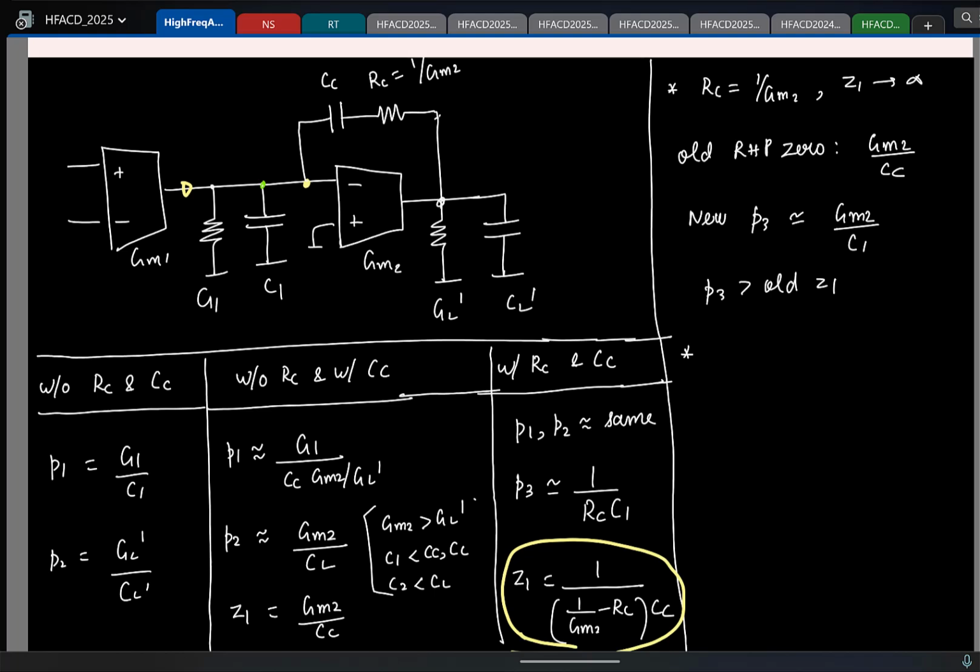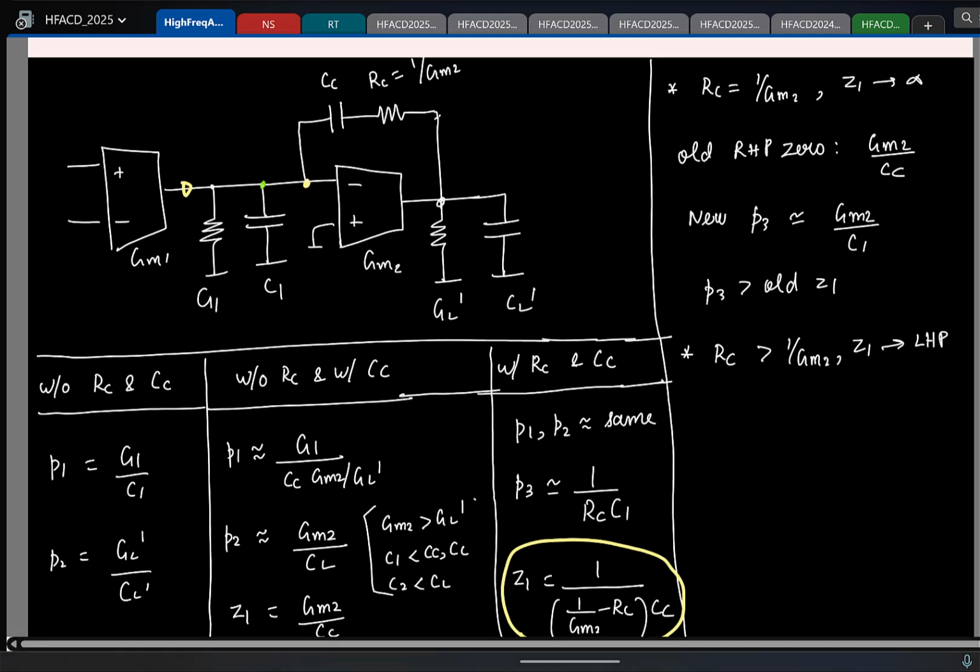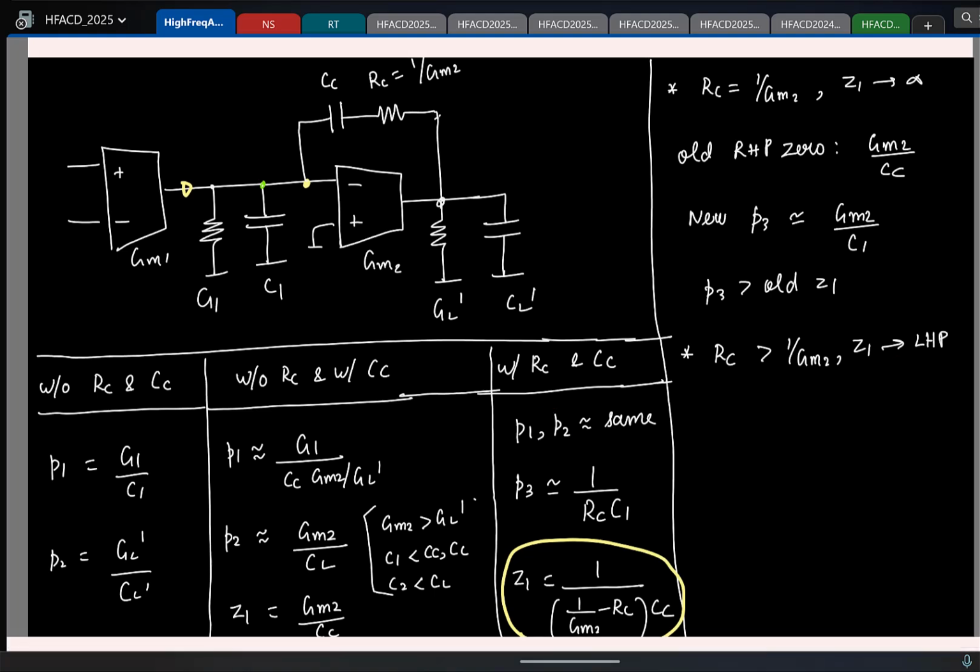So again, now let's say I keep increasing RC. That is, RC is greater than 1 by GM2. So if I do this, where does the 0 enter? Left half plane. And left half plane is good. So one might even consider doing the following. You can choose a large enough value for RC so that the 0 enters left half plane and exactly cancels your second pole. That is also possible, right?